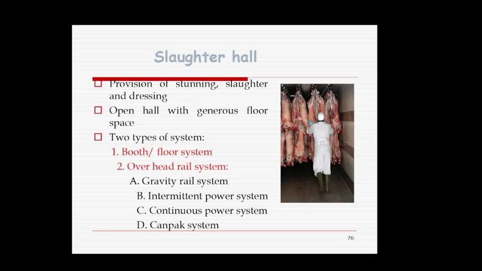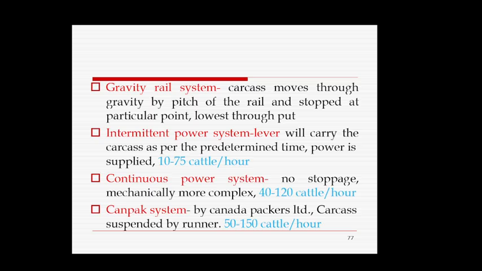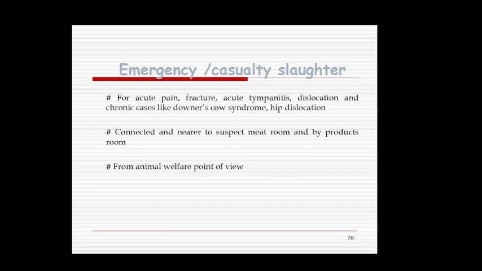In the slaughterhouse, there are two types of system: the floor system and the overhead rail system. Overhead systems include the gravity rail system, intermittent power system, continuous power system, and CanPack system. First, the gravity rail system: the carcass moves by gravity through the pitch of the rail, and it has the lowest throughput. Then the intermittent power system, which handles 10 to 75 cattle slaughtered per hour. Continuous power system, no stoppage; it is more complex and handles 40 to 120 cattle per hour. CanPack system, which is important, is by Canada Packers Limited, a company; the cattle is suspended by a runner, with 50 to 150 cattle per hour. This is the slaughter rate.